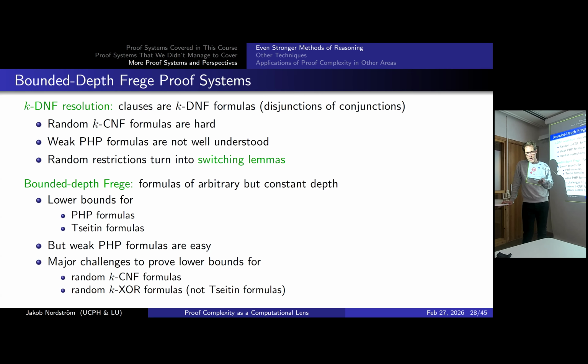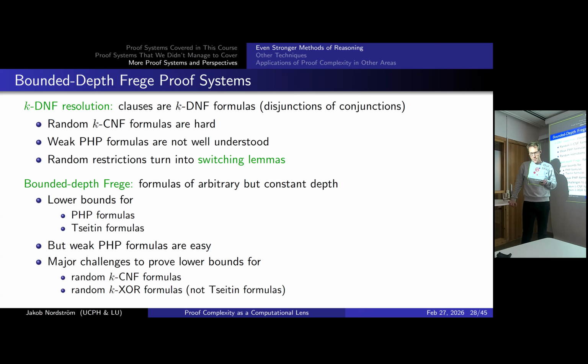Proving lower bounds for random KCNF formulas is a major open challenge. Random K-XOR formulas even more so, which is a little bit interesting, because if you take random K-XOR formulas and throw in even more structure, restricting them so that they have to be satisfiable formulas, then we can actually prove lower bounds. So somehow the fact that your XOR constraints come with a graph attached, which makes it more constrained, also makes it easier to prove the lower bound.